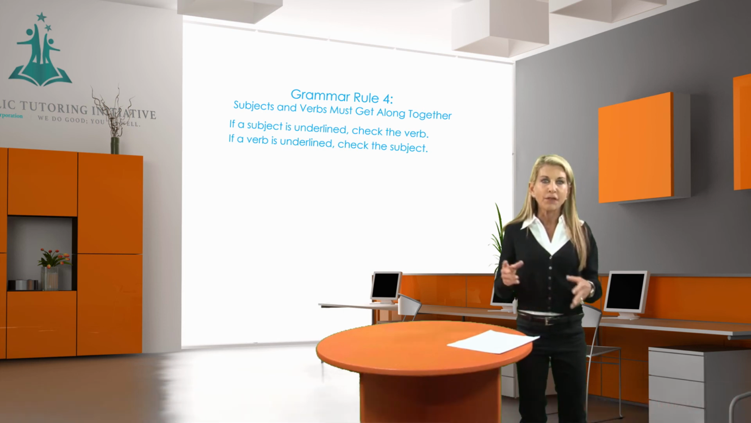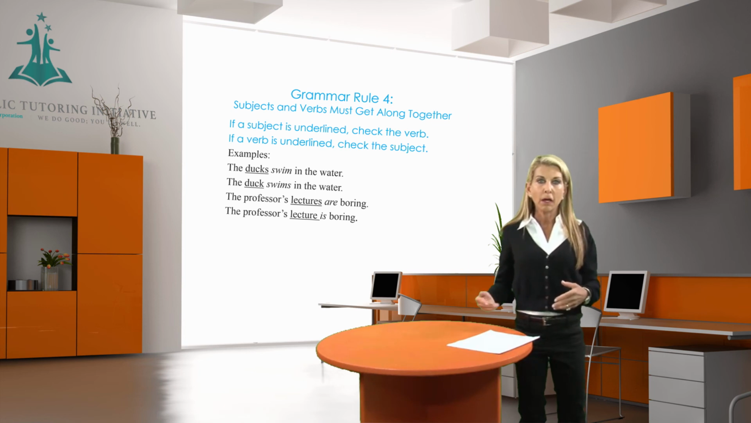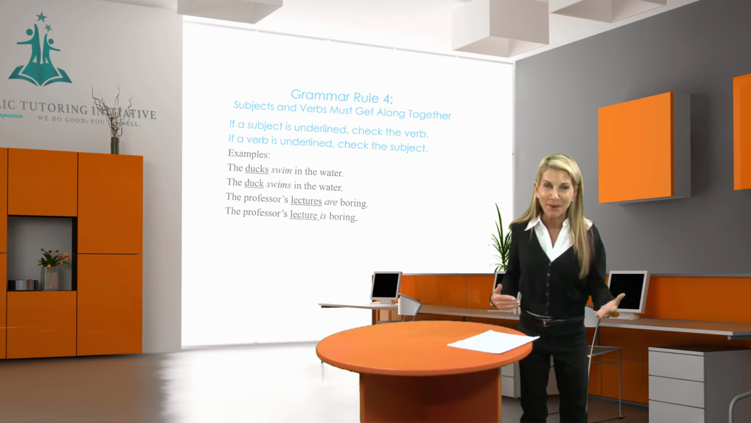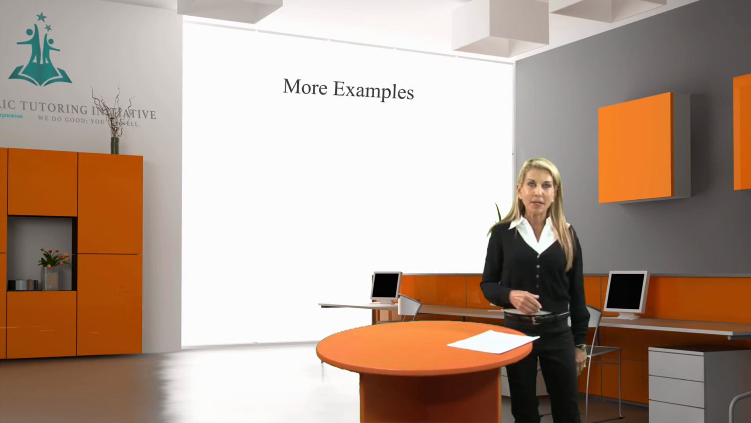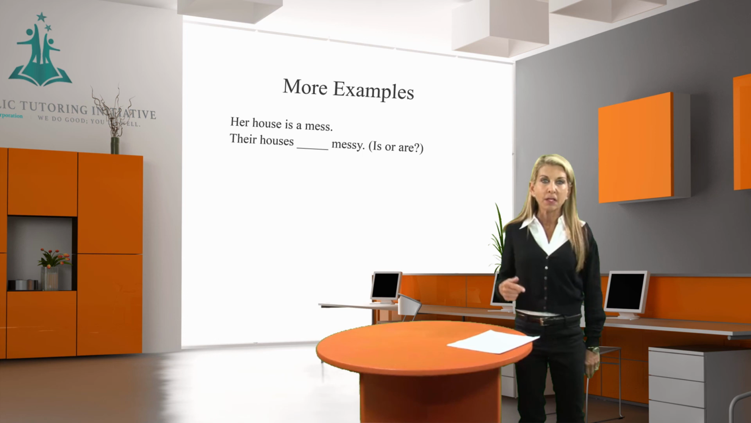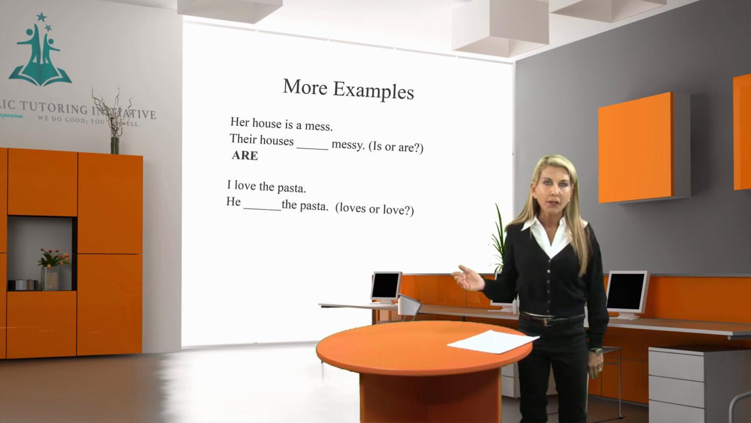Here's an example of subjects being underlined. The ducks swim in the water. The duck swims in the water. The professor's lectures are boring. The professor's lecture is boring. Now let's look at some examples of underlined verbs. Her house is a mess. Their houses are messy. I love the pasta. He loves the pasta. Notice the trick here is to find out who is doing what.